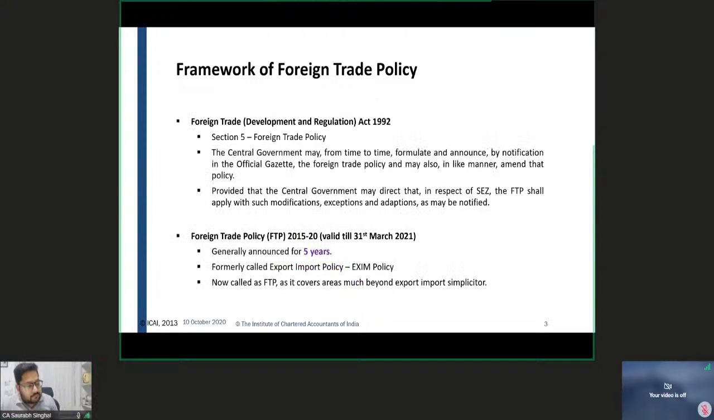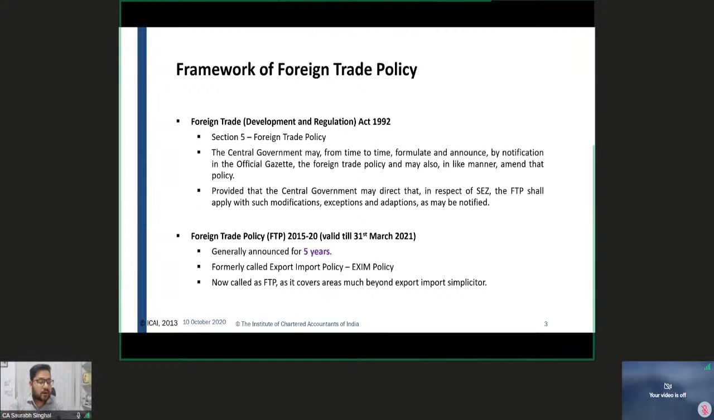Now, though the Act is a long one and it contains various other provisions, today what we are concerned with in this Act is the provisions relating to foreign trade policy. Now, Section 5 of the FTDR Act 1992 provides that the central government may from time to time formulate and announce by notification. So this policy is not just a policy document. It is a proper notified document, by notification in the official gazette, the foreign trade policy, and may also in like manner amend that policy.